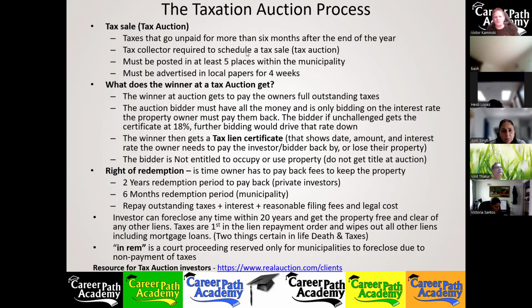So here's a slide where I recapped everything on one slide again. I talked about the advertisements, when you need to pay by, what the winner at a tax auction gets, how that tax auction works, the right of redemption, the redemption period, which you need to know for exams, and what we call that special court proceeding reserved only for municipalities due to non-payment of taxes: in rem. And then I got a resource down here for you.